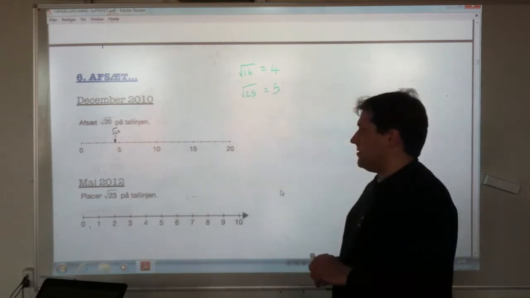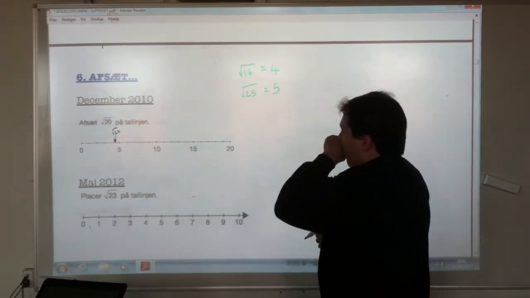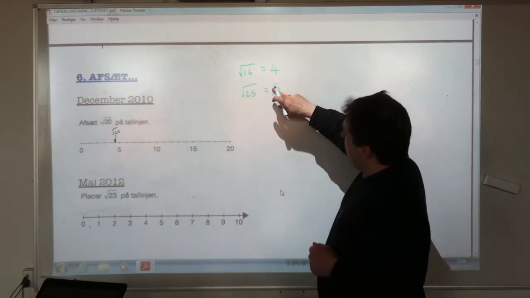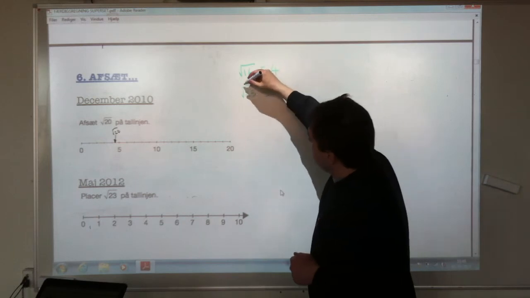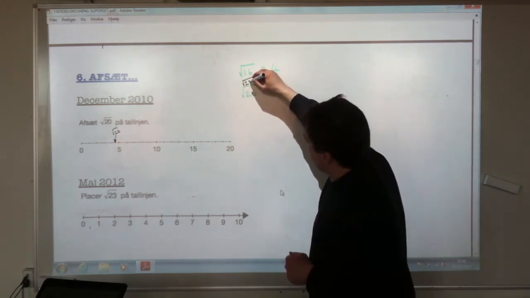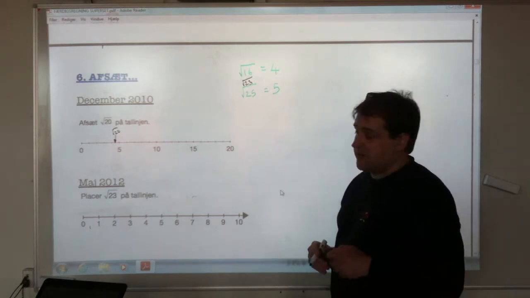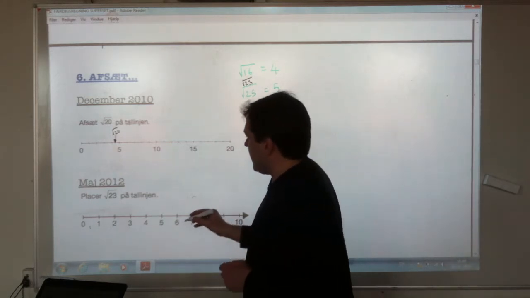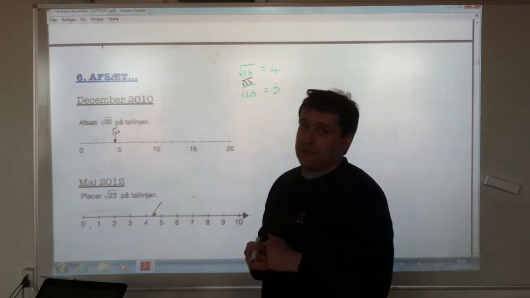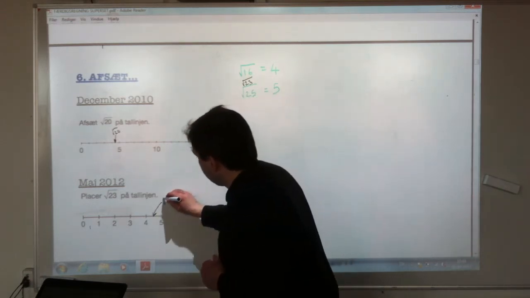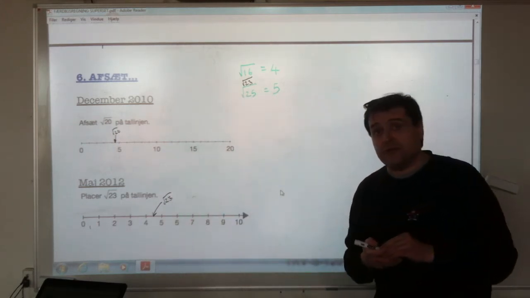The next one's similar, square root of 23. Well, again, the square root of 23 must be between 4 and 5, because it must be between the square root of 16 and the square root of 25. So again, you get the mark just for a little arrow between the right two numbers, 4 and 5, and then label it with what it's supposed to be, the square root of 23.